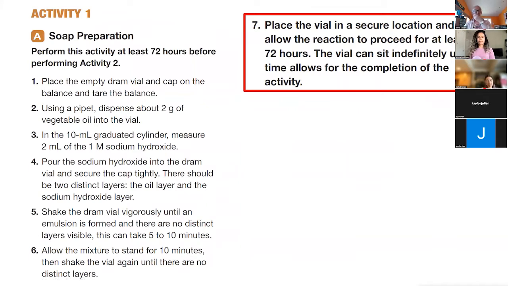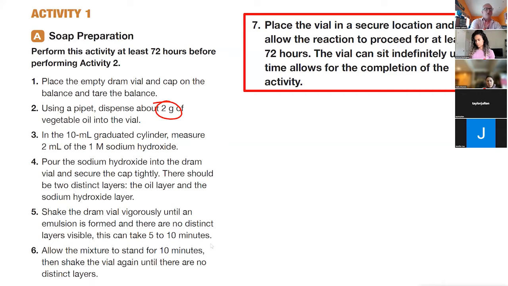So first, we'll start with the soap preparation. This will only take a second. We're going to take that vial with the screw cap. That's called a dram vial. It has the black screw top on it. We want about 2 grams of vegetable oil in there. So we just take the plastic pipette, pull up, and squirt into the dram vial on top of the balance after you've tared it. About 2 grams, it doesn't have to be exactly 2 grams.